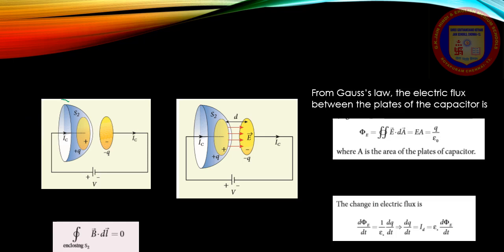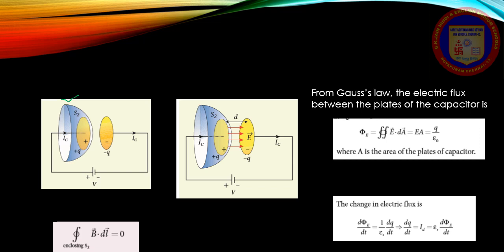Suppose the same loop is enclosed by a balloon-shaped surface S2. So it means that the boundaries of the two surfaces S1 and S2 are the same, but the shapes of the enclosing surfaces are different. As Ampere's law applied for a given closed loop does not depend on the shape of the enclosing surface, the integral will give the same answer.